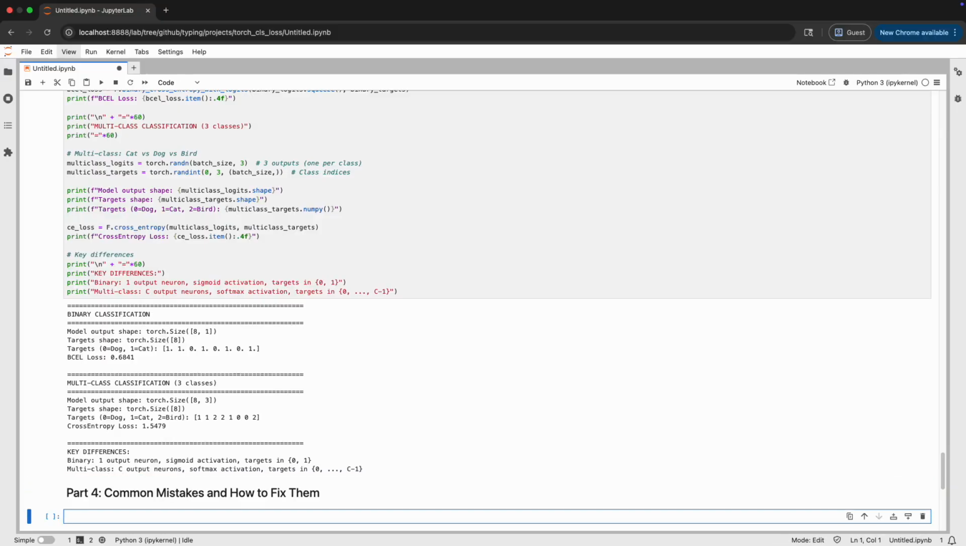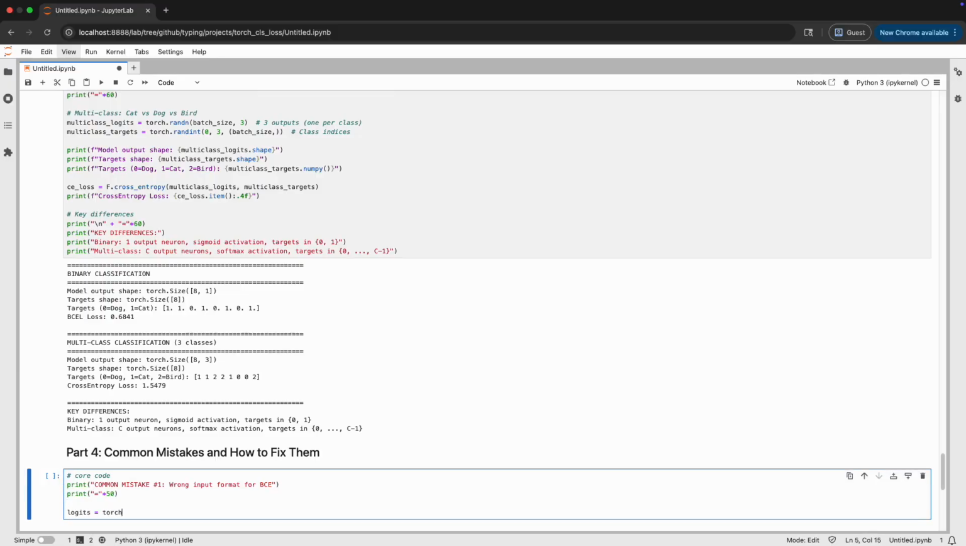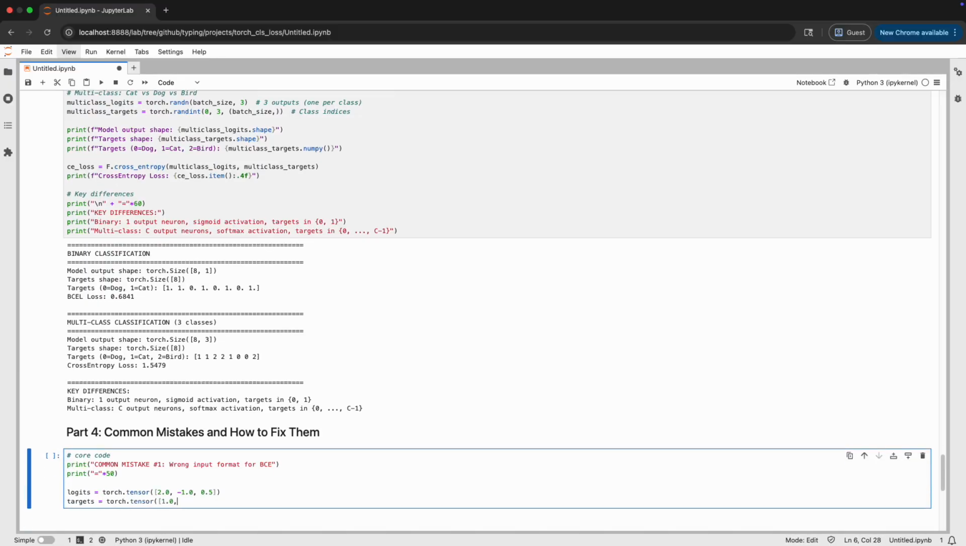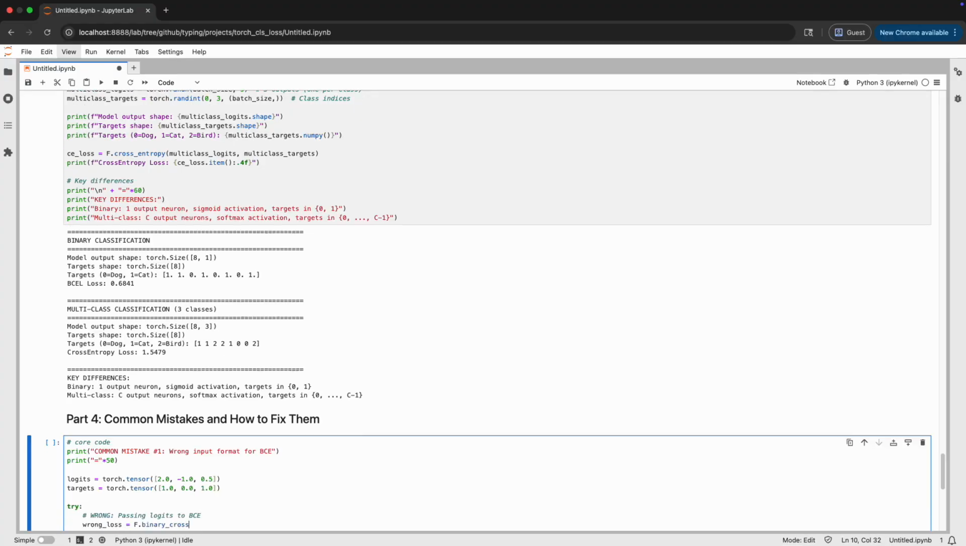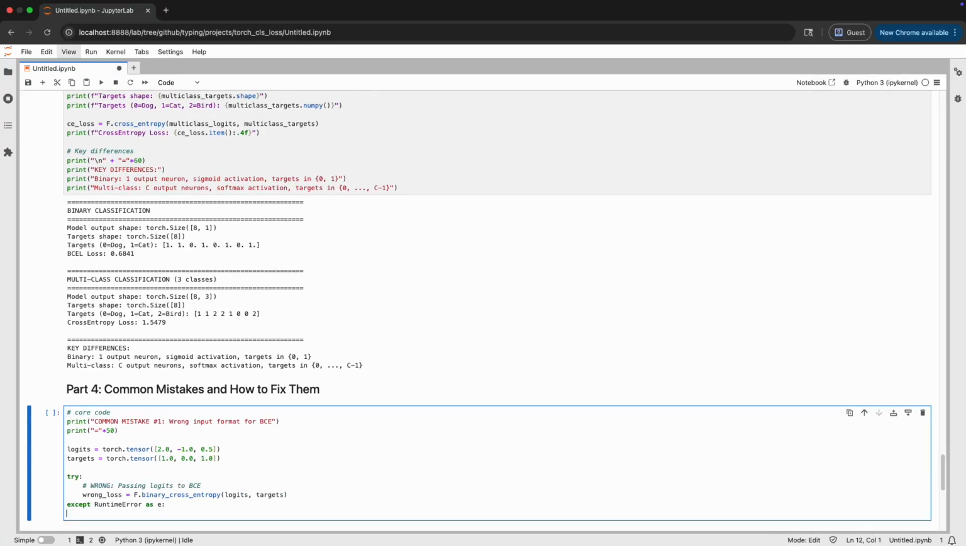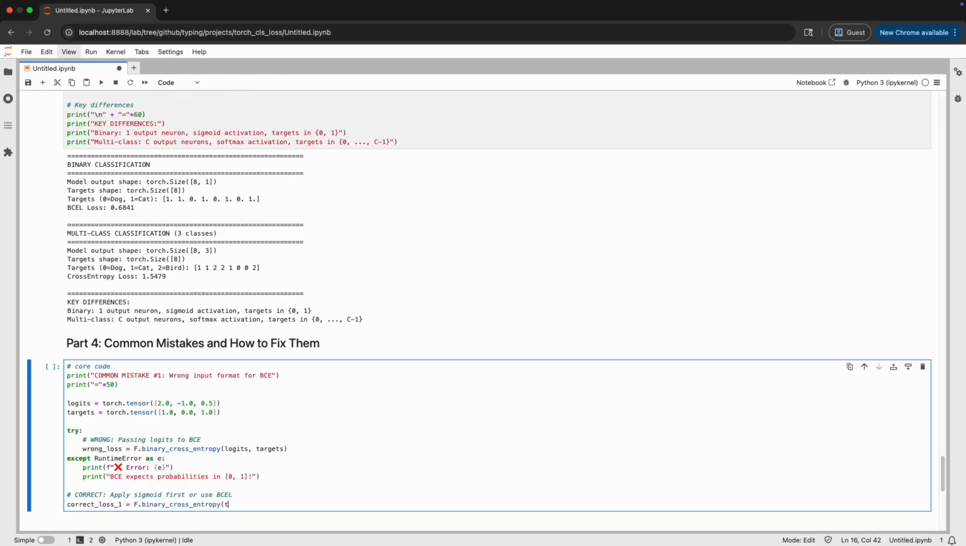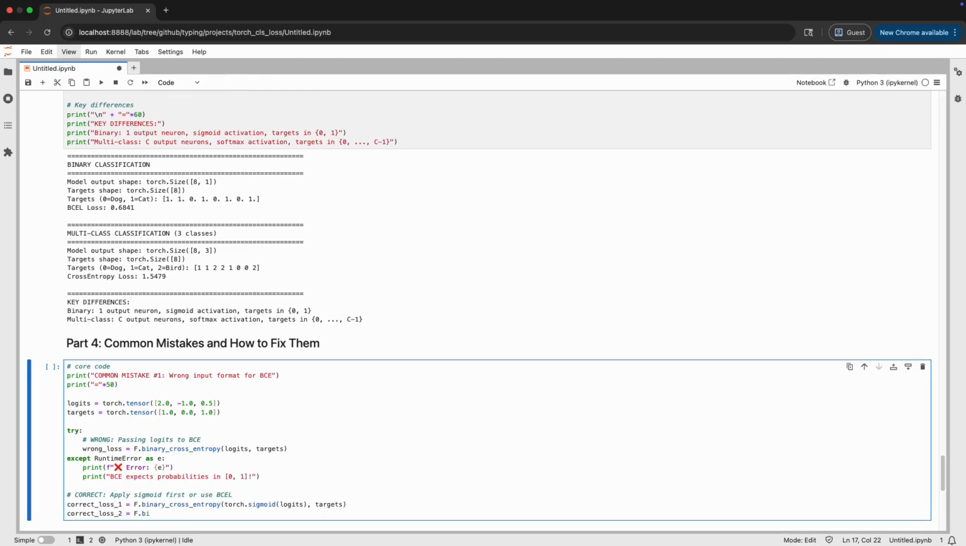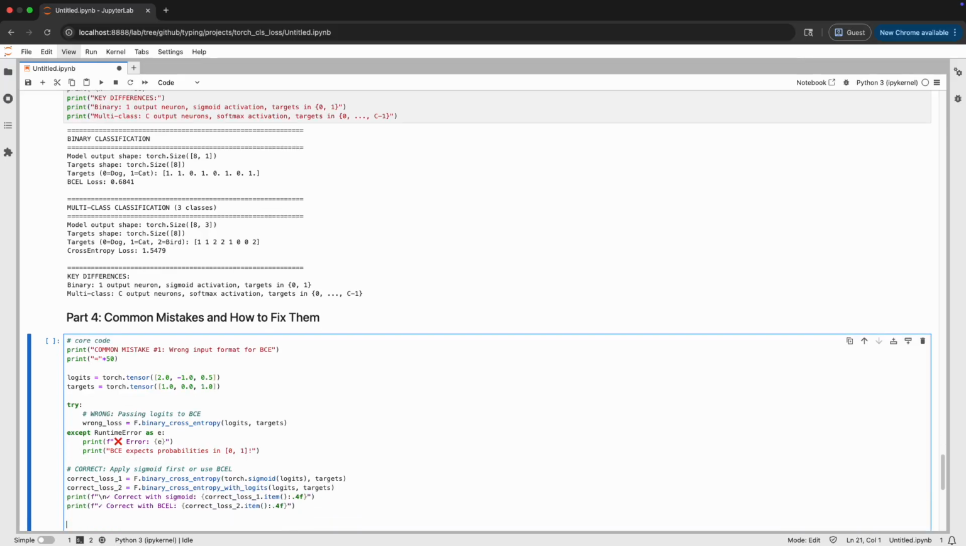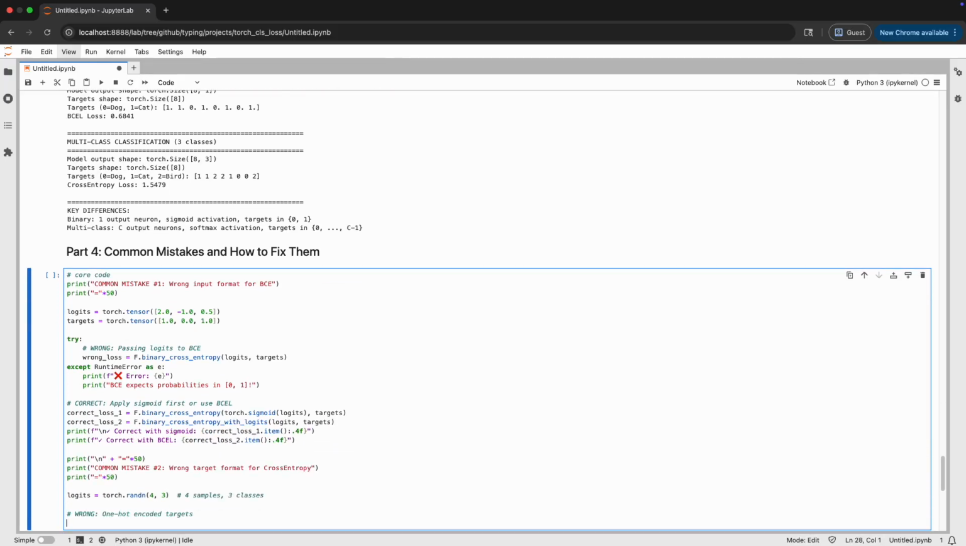In part 4, let's explore common mistakes that developers make with these loss functions and how to fix them. Let me show you two common mistakes. First, passing logits directly to BCE, which expects probabilities. This will cause an error because BCE checks that all inputs are between 0 and 1. The fix is to either apply sigmoid first or use BCEL.